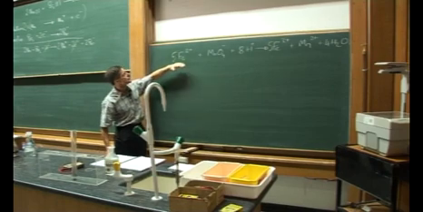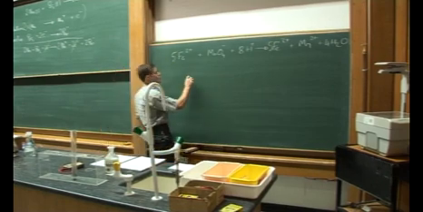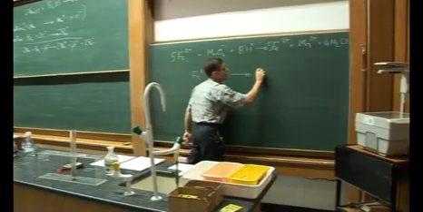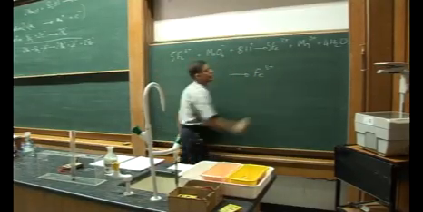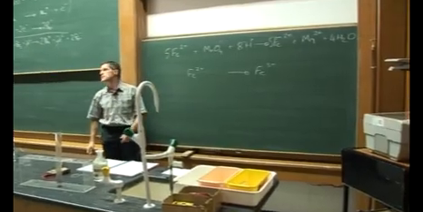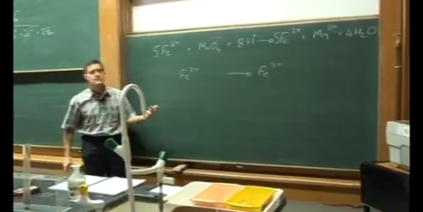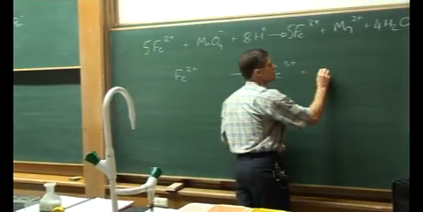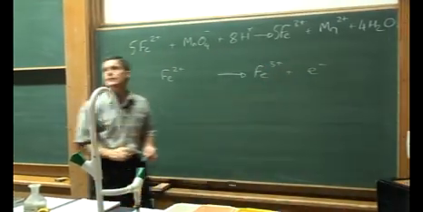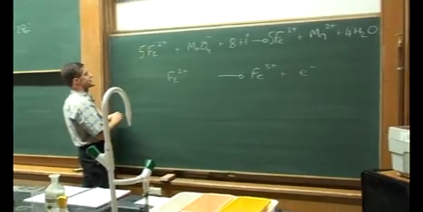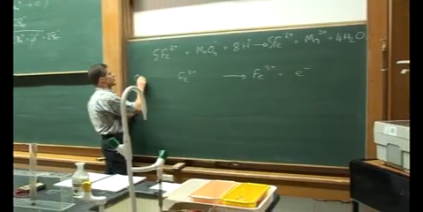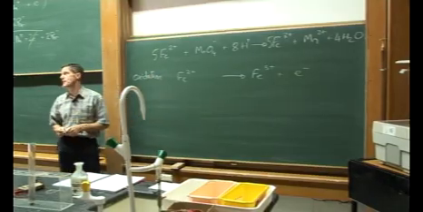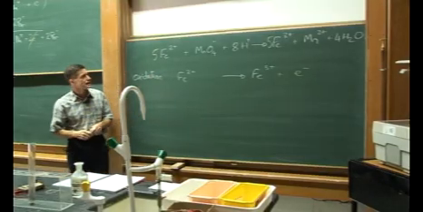Let's focus on the iron to start off with, and I can see that the iron 2+ goes to iron 3+. That's straightforward to understand in terms of loss of 1 electron, and hence this is the oxidation half cell, half reaction. Oxidation, half reaction.